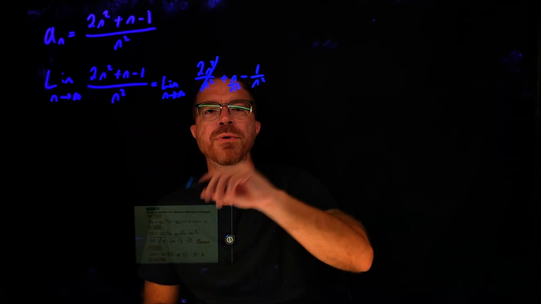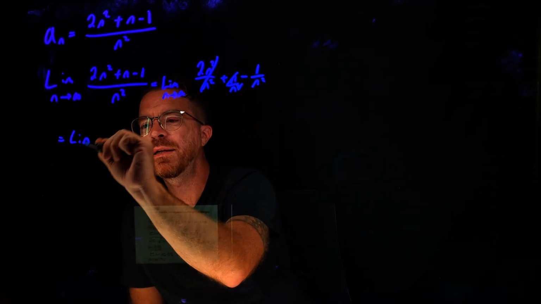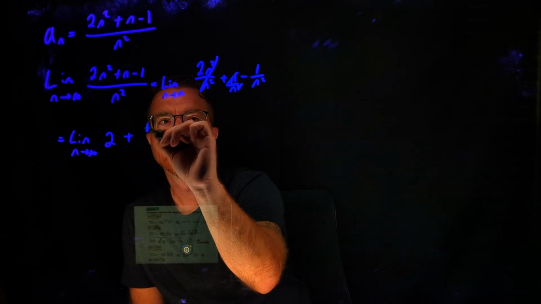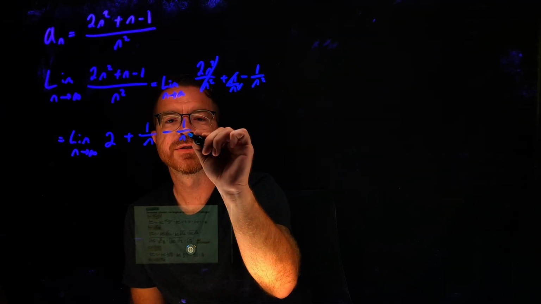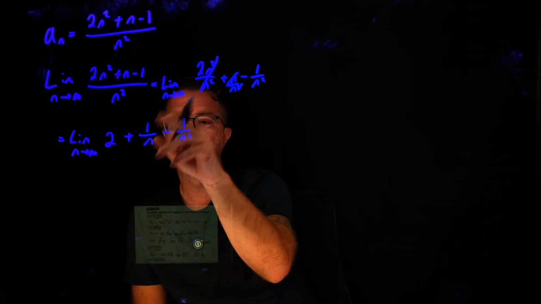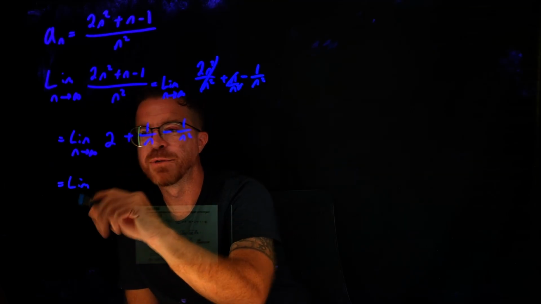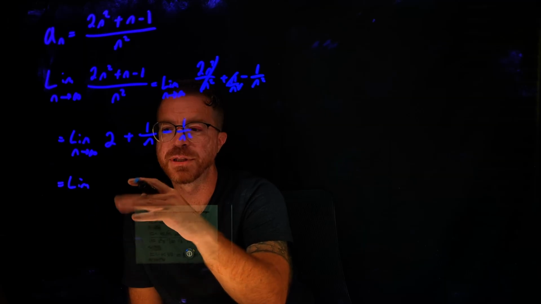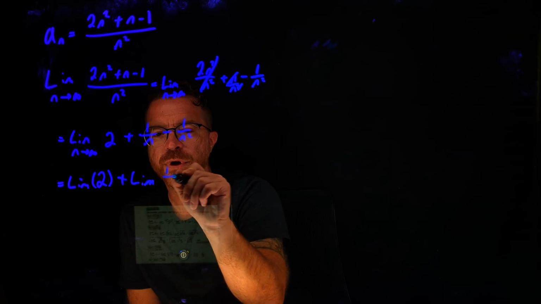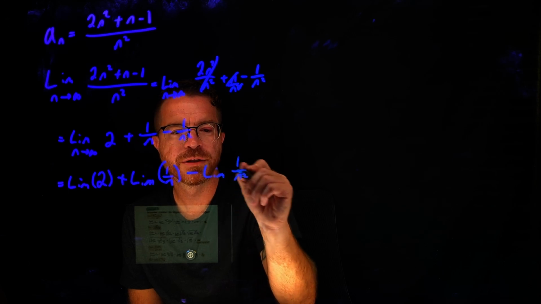So these n squares are going to cancel. This n is going to cancel with this n squared, and we're going to be left with the limit as n approaches infinity of 2 plus 1 over n minus 1 over n squared. Now, using our rules of limits, I can split this into the limit of 2 plus the limit of 1 over n minus the limit of 1 over n squared. I'm going to shorthand and leave off the n goes to infinity, but they all do.